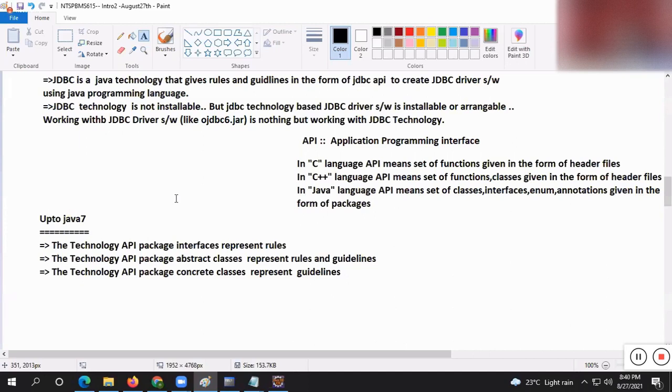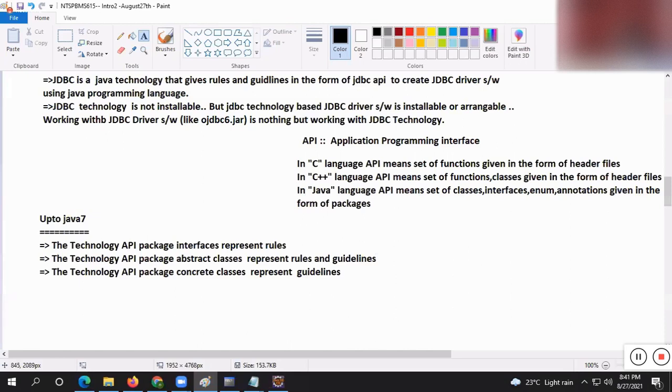While developing technology-based implementation software, so many classes will be developed. All those classes either implement interfaces, extend from abstract classes, or extend from concrete classes. When they implement interfaces, they want to implement rules. When they extend from abstract classes, they want to follow some rules and guidelines. If they extend from concrete classes, they want to purely follow guidelines. Are you understanding my statement, guys?